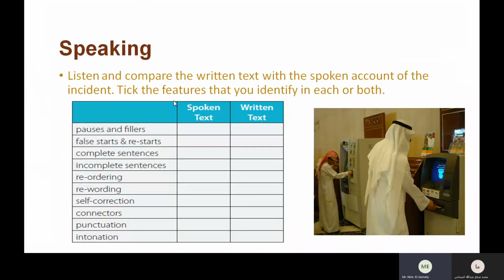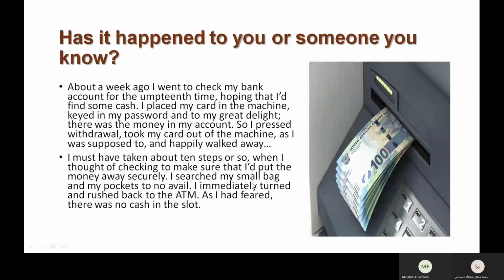This is the speaking on page 5. Listen and compare the written text with the spoken account of the incident. Tick the features that you identify in each or both: pauses and fillers, false starts and restarts, complete sentences, incomplete sentences, reordering, rewording, self correction, connectors, punctuation, and intonation. We are going to read what happened to this guy and go back again to this table. Has it happened to you or someone you know? Someone has an incident and he tells us about it.